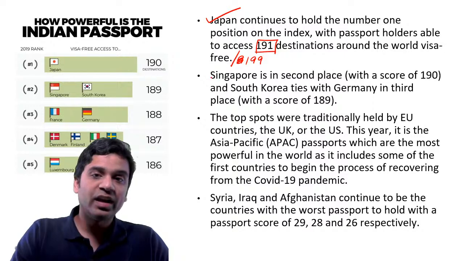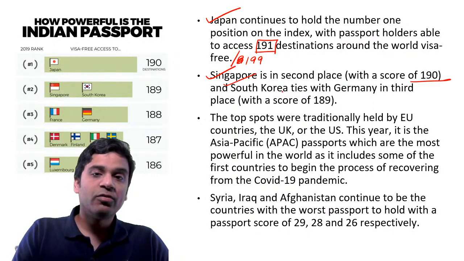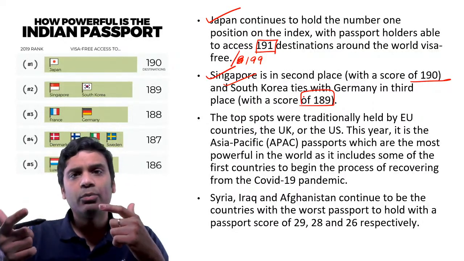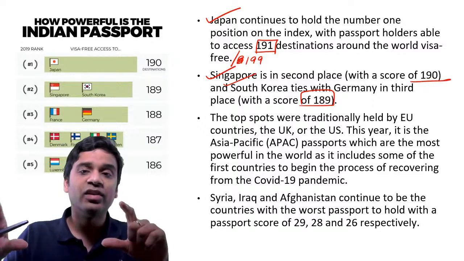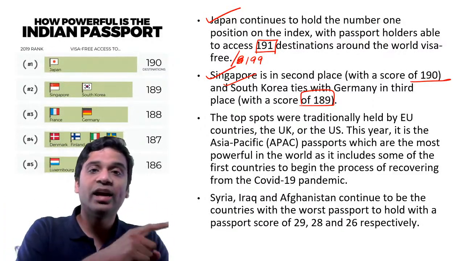Similarly, Singapore is second, with a score of 190. South Korea has a score of 189. Traditionally, and one analytical point which can be asked as assertion and reasoning, the passport power was higher for the UK and US countries.